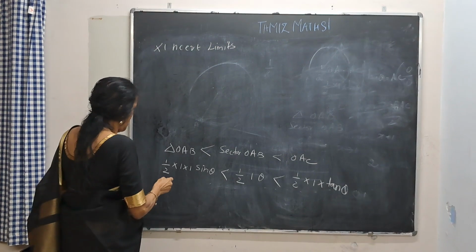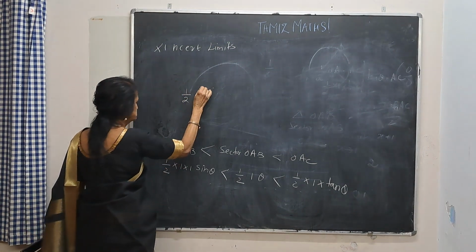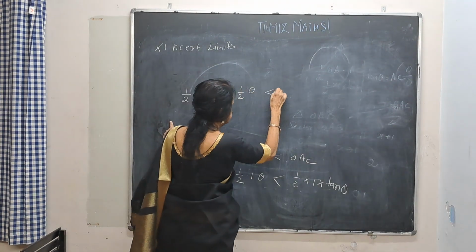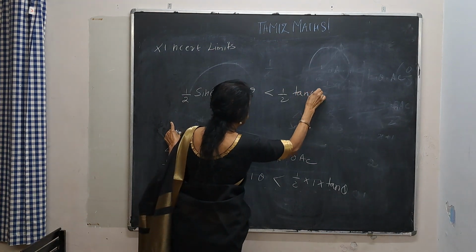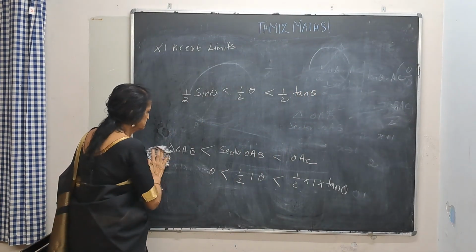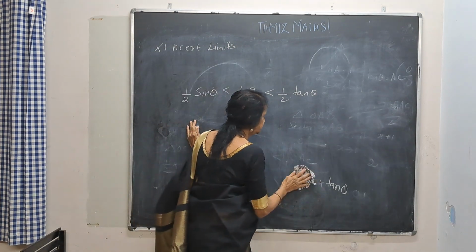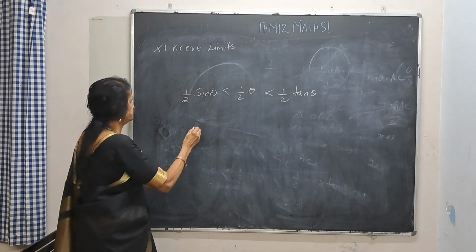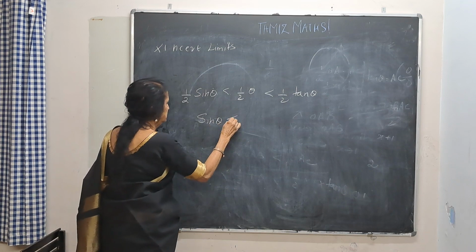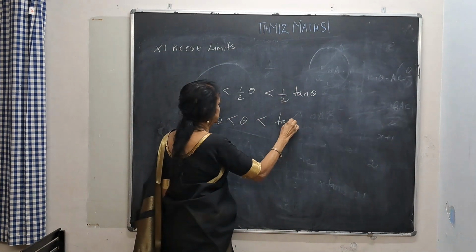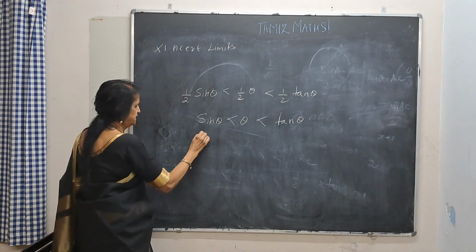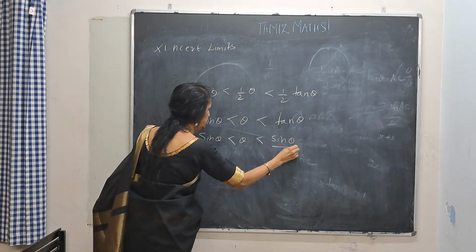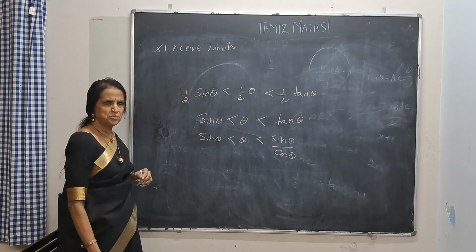Now, half into sine theta is less than half into theta is less than half into tan theta. Cancel half throughout. Half being a positive number, inequality will not be changed. Sine theta less than theta less than tan theta. Sine theta less than theta less than sine theta by cos theta. Divide throughout by sine theta.